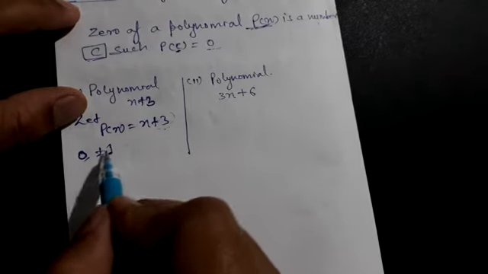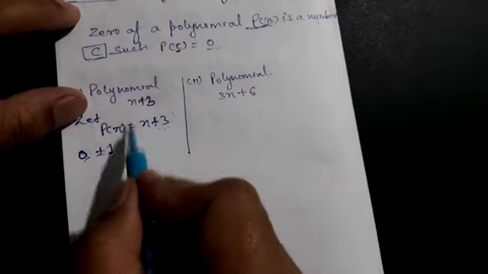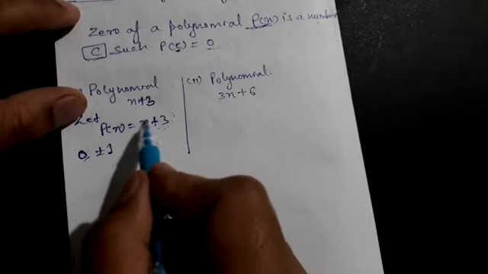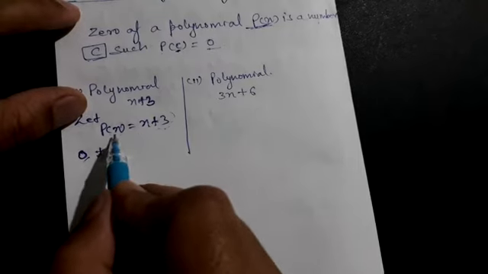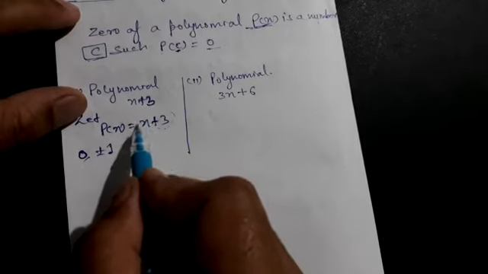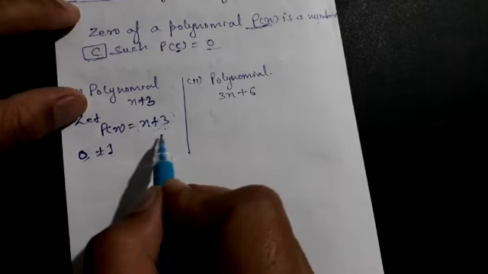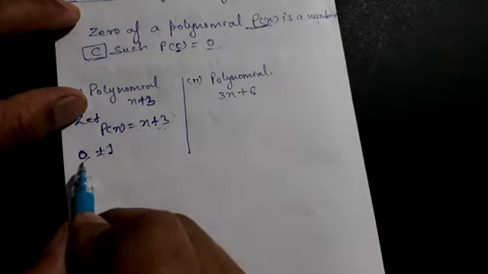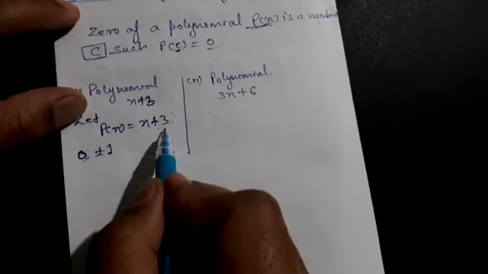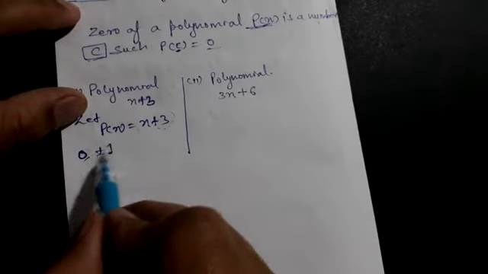If it is not giving 0, like in this case, if we substitute x is equal to 0, it means p of 0. So p of 0 means in place of x we are substituting 0. Here it will be 0 plus 3, which is 3 again. So it is not giving us 0. It means 0 is not a zero of this polynomial.